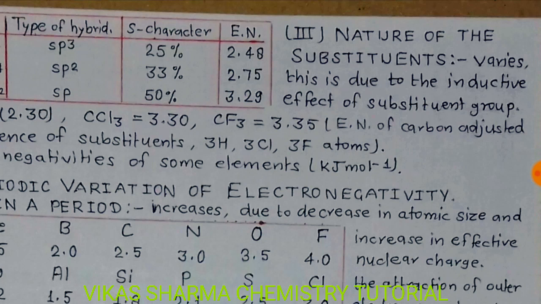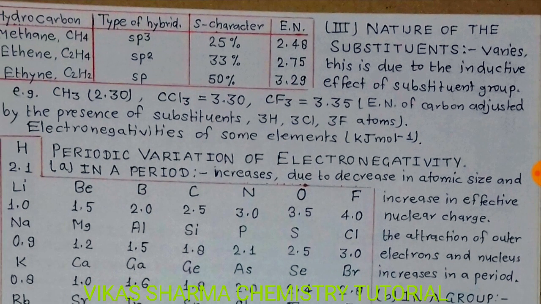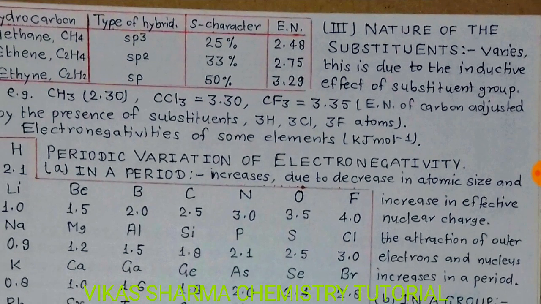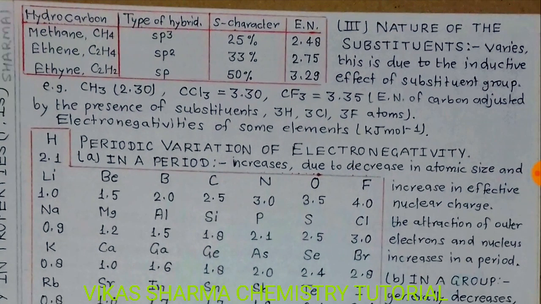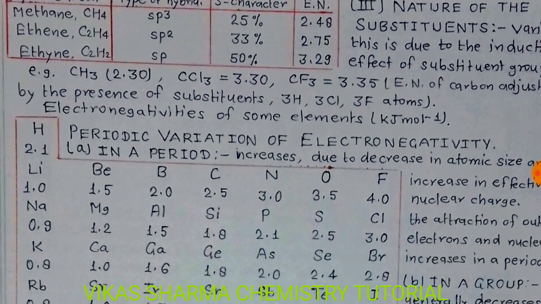The third factor, student, is the nature of the substituents. This is due to the inductive effect of the substituent group. For example, methyl 2.30, carbon tetrachloride 3.30, carbon tetrafluoride 3.35. The electronegativity of carbon is adjusted by the presence of the substituents: 3 hydrogen, 3 chlorine, 3 fluorine atoms. In the case of fluorine, because fluorine is highly electronegative, the electronegativity of carbon is higher. You have seen the values of electronegativity of some elements in kilojoule per mole.